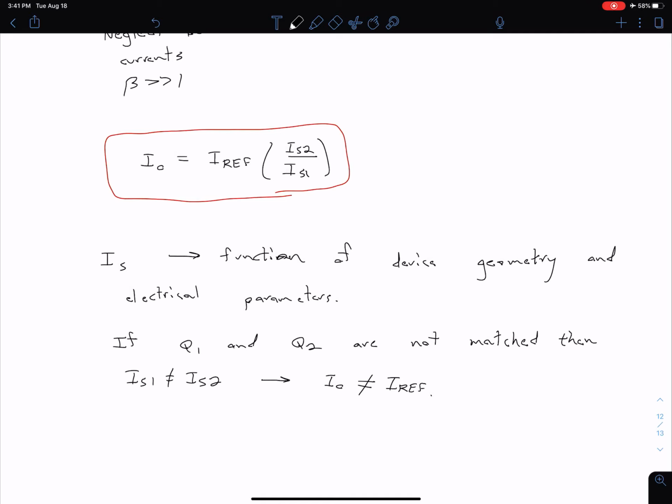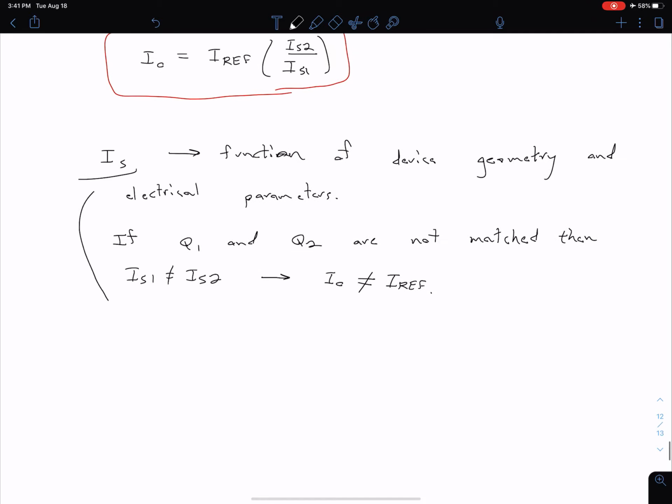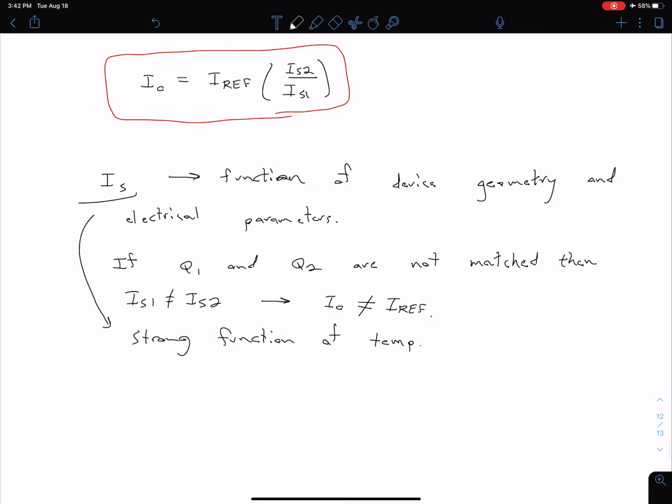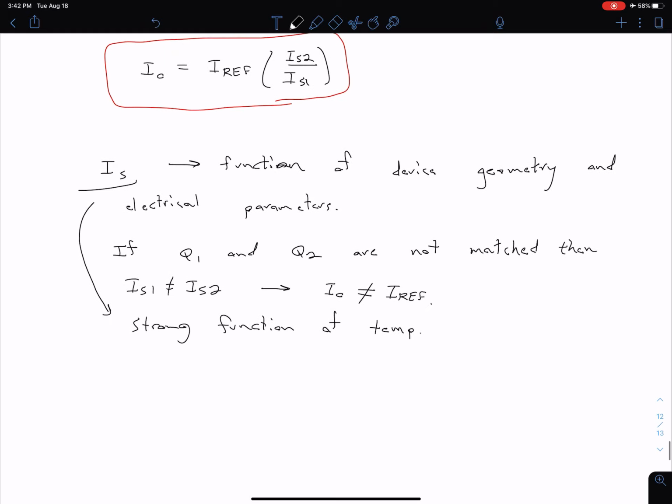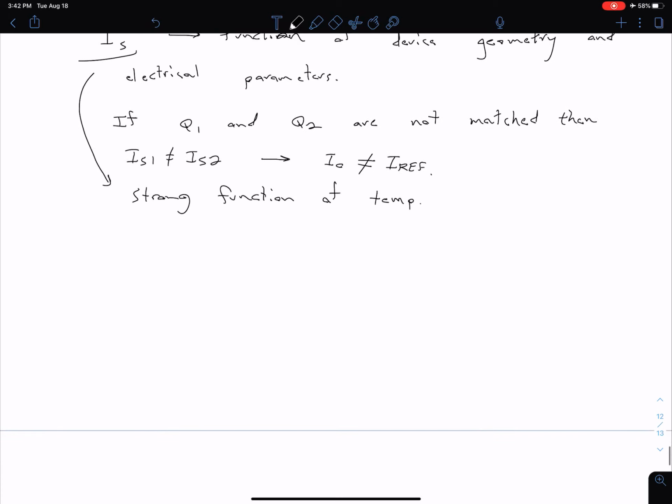One thing to mention is that this IS here is a strong function of temperature. So maybe we have our transistors separated a little further. Maybe they have the same geometry, they're just not physically close to one another, and one has gotten really hot. That could be one reason that we have a mismatched transistor pair, and that's going to cause our I out and our Iref to differ a little bit. But this doesn't necessarily have to be a bad thing. We can use this to our advantage because we also know that our IS is a function of our geometry, or our cross-sectional area.